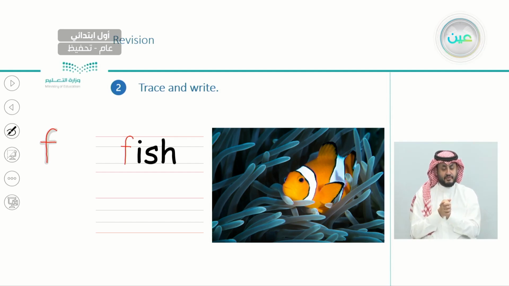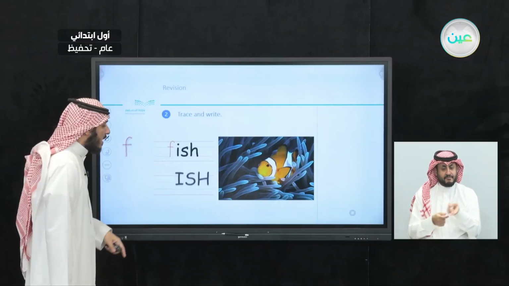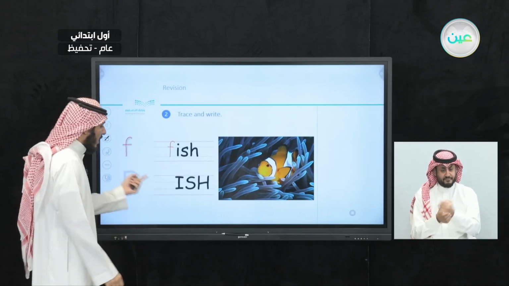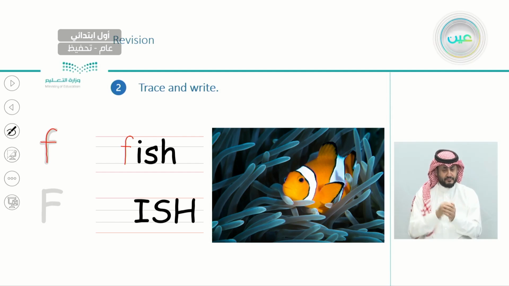Excellent. Okay, after that we have also fish, but now with capital letters. So again fish, let's trace the letter F in capital form, a line like this, 2 lines like this. Okay, so start with line number 1, and 1, 2 like this. So this is capital F, fish. So we have fish, the same: small f, capital F, fish.